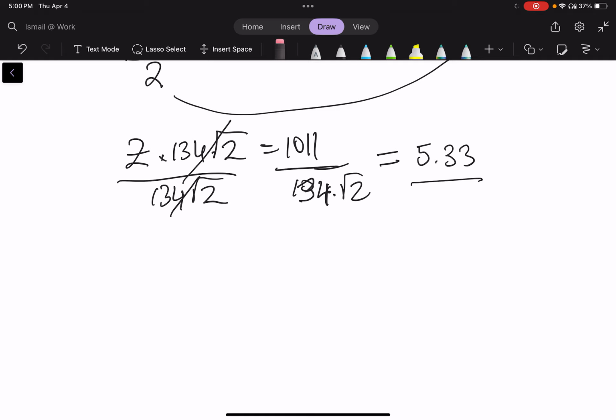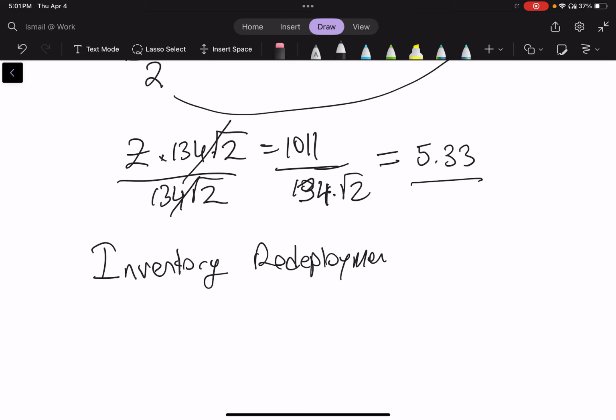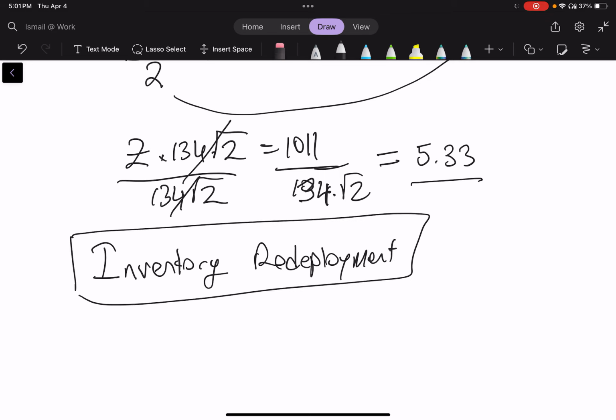The concept here, right, reducing the inventory in one item and investing in other inventories is called inventory redeployment. Right? So you are redeploying your resources.